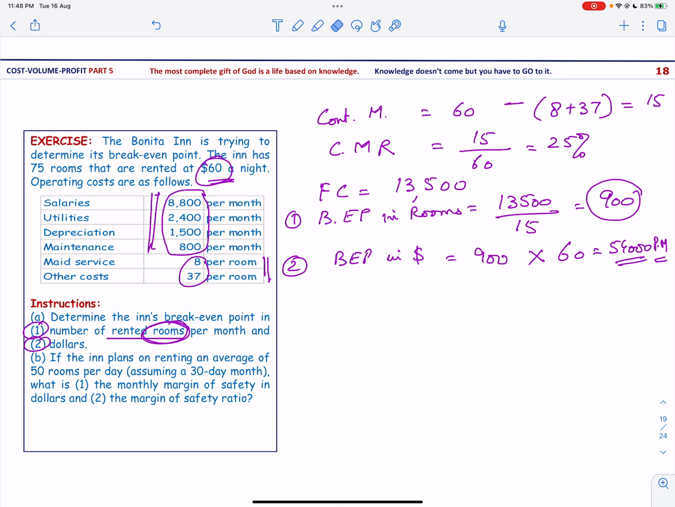We move on to part B. If the inn plans on renting an average of 50 rooms per day, assuming a 30-day month, what is the monthly margin of safety in dollars and the margin of safety ratio?